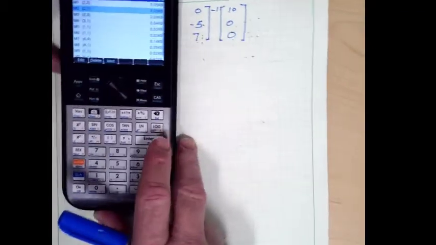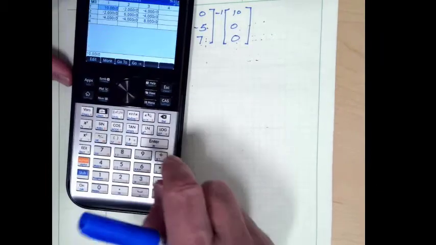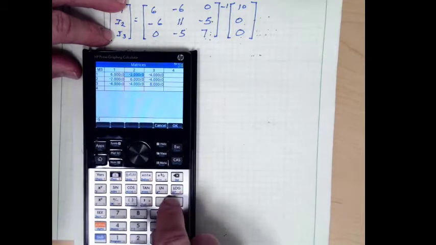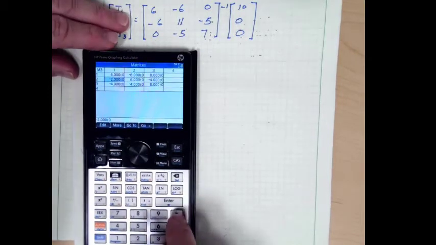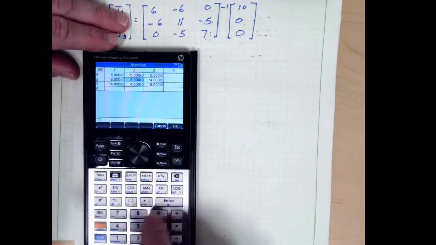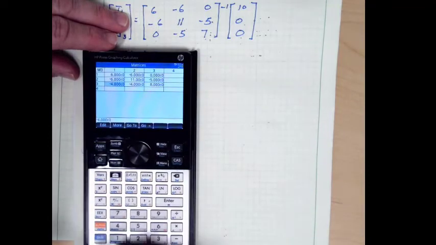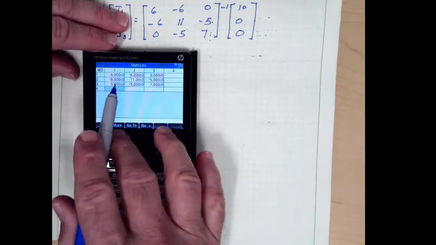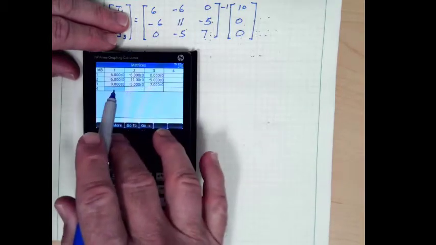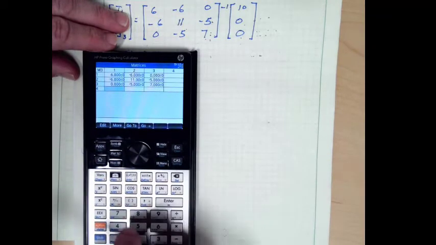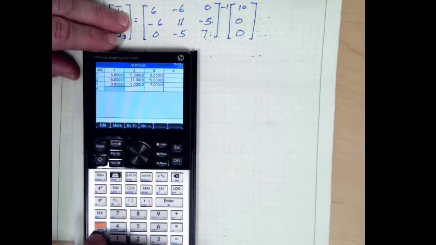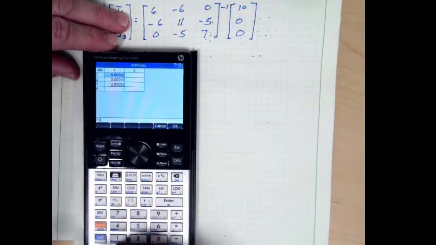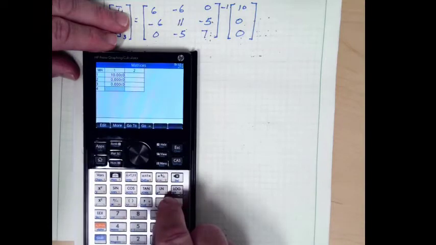Let's see, we have a 3 by 3, and so the first term is 6, then we have a negative 6, 0, and negative 6, 11, negative 5, 0, negative 5, 7. I did it pretty quickly, so I'll verify my numbers. That looks good. And we'll go to my 3 by 1 vector. We got a 10, a 0, and a 0.